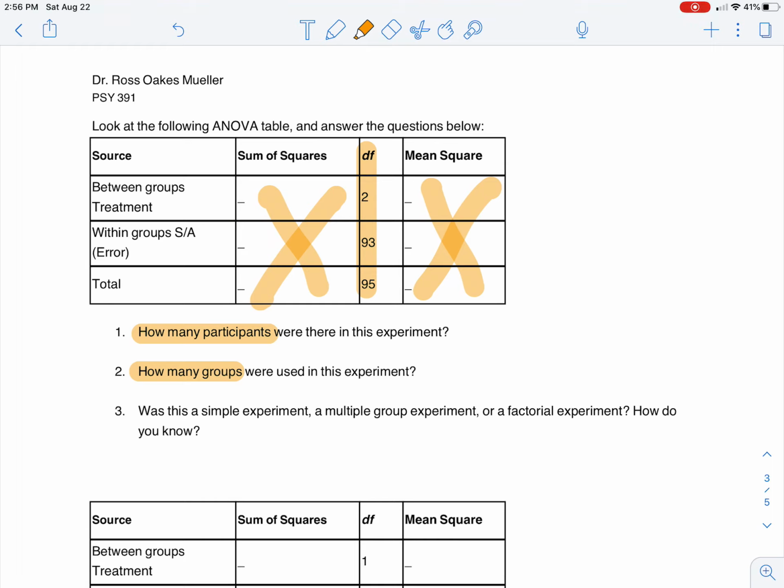Third, was this a simple experiment, a multiple group experiment, or a factorial experiment? And how do you know? So take your best shot at this, what you know about those 3 different experiments, and take your best shot at answering that question, and we'll talk about it in class.